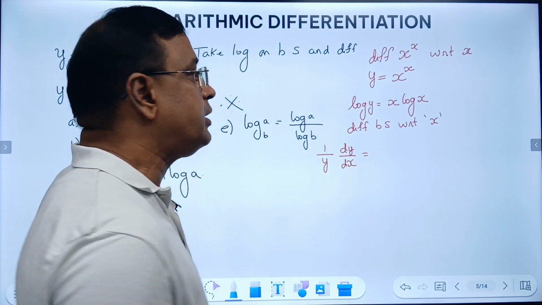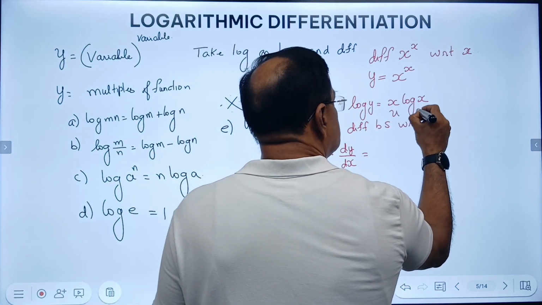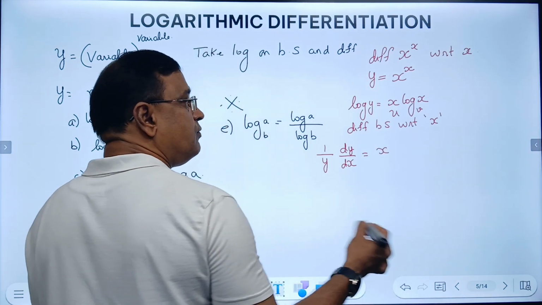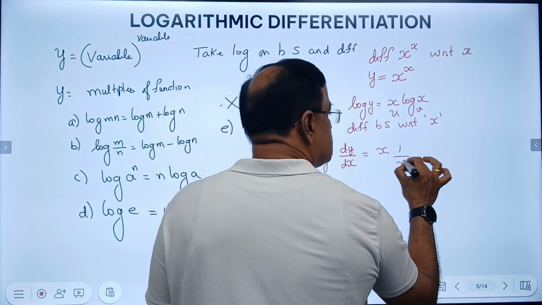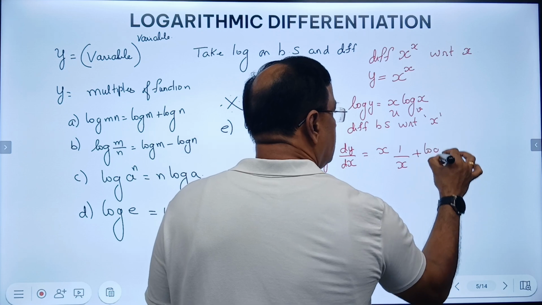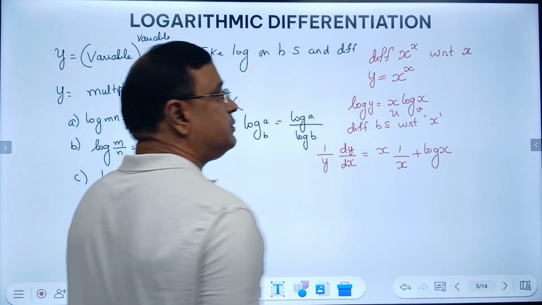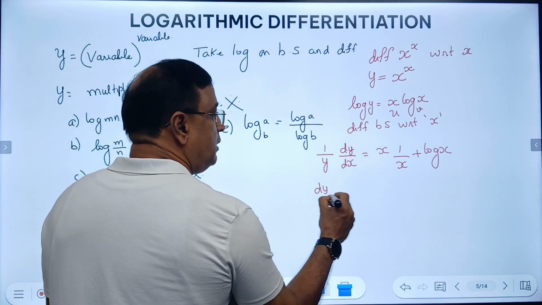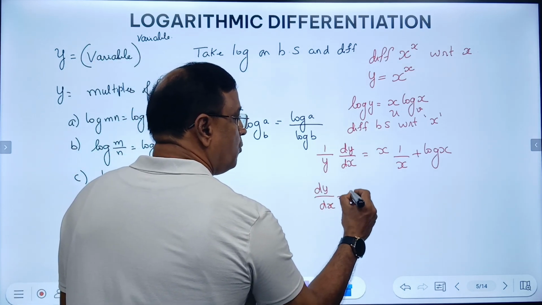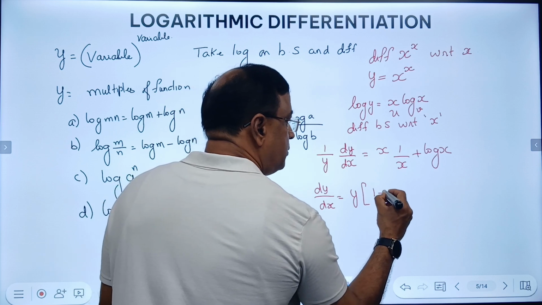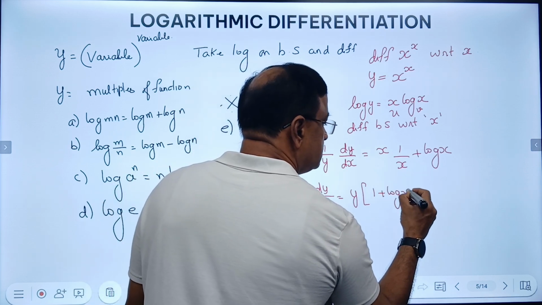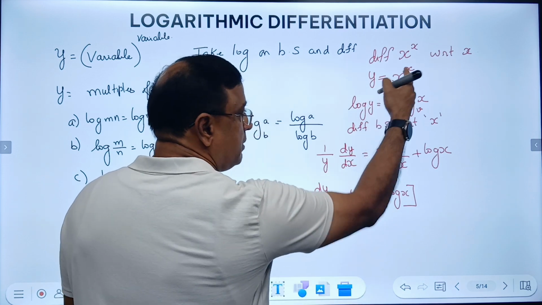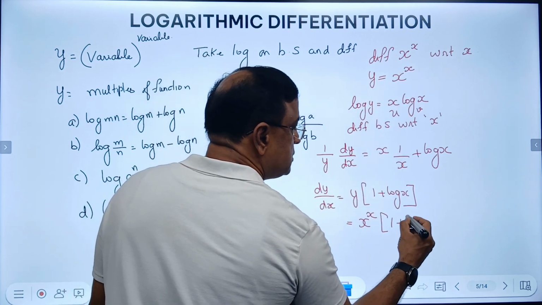Now I am going to use product rule. This is my u and this is v. How do you do that? u into, what is differentiation of log x? It's 1 by x, plus v into, what is differentiation of x? Differentiation of x is 1. So what is dy by dx? dy by dx will be y into 1 plus log x. What is y? x power x. So dy by dx is x power x into 1 plus log x.